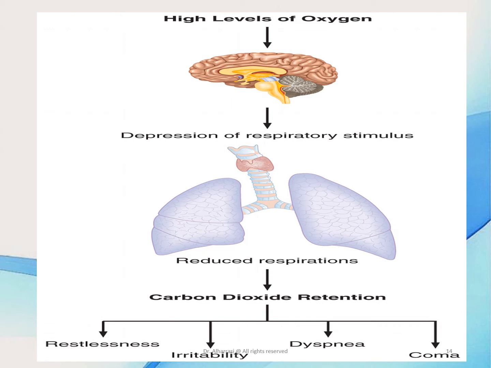This picture shows you that if the oxygen is not monitored very closely, it can cause a high level of oxygen, or what we call oxygen toxicity again, in the brain, which causes depression of the respiratory stimulus, which reduces respirations and therefore increases carbon dioxide retention. This can lead to coma. From restlessness to coma, it can cause restlessness, irritability, dyspnea, and coma in some severe cases.